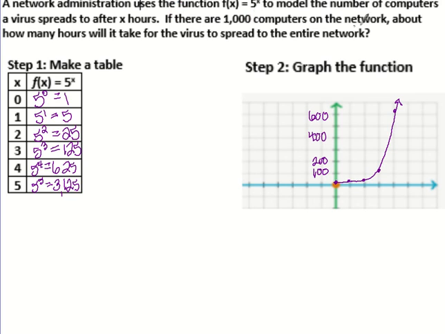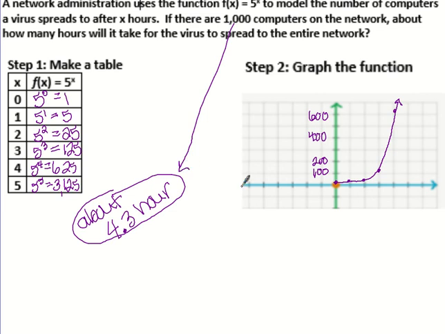Now it does say if there are 1,000 computers in the network, about how many hours will it take the virus to spread to the entire network? It says about. So we know that somewhere between 4 and 5 hours it happened. Okay, so this is at 625. We want 1,000. So it's probably closer to 4 hours than it is 5 hours, because at 5 hours it's 3,000. So we could estimate at about 4 and let's say 3/10 of an hour. And I know I just totally wrote that crooked. Okay, but it's just an estimate that it'll reach 1,000 computers at about that time, somewhere between 4 and 5 hours. Because 1,000 is closer to 625, we know it's probably closer to that. And so that's why I estimated it at a lower decimal.